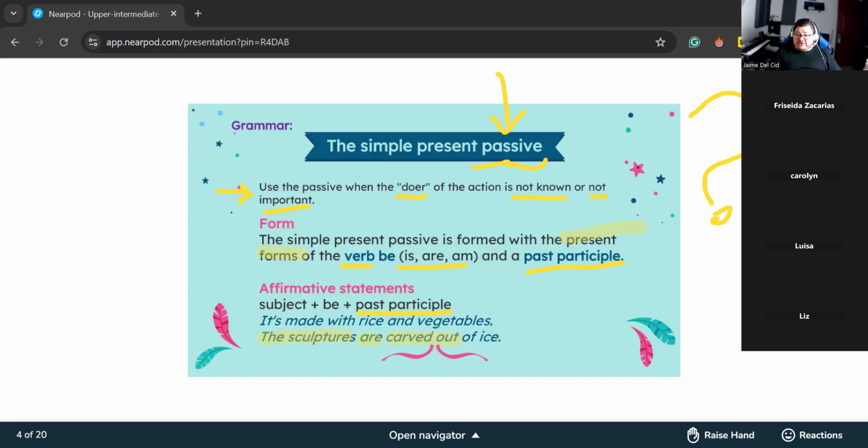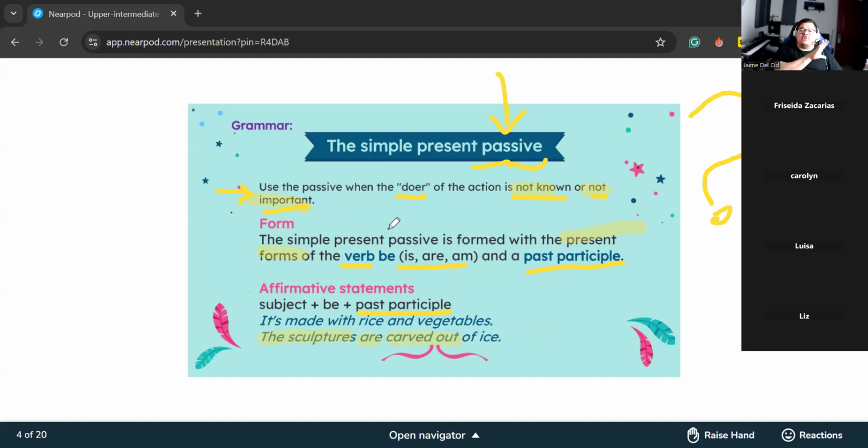Carve is a regular verb, so you can go and find what is the form of the past participle of this verb, and this is carved. So ed in the end, carved. Sculptures are carved out of ice. This is the affirmative sentence form. Okay, so you're saying that the sculptures are carved out of ice. Now the question here is, who did it? Who carved out the sculptures? Well, that is either not known or not important to the information that I'm giving you.